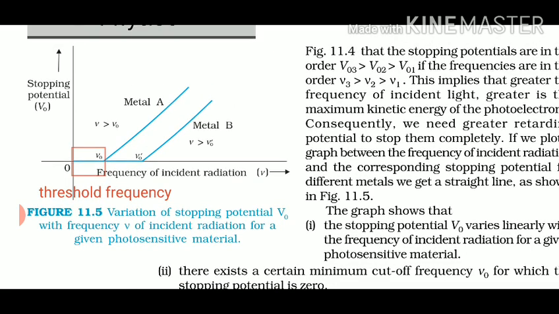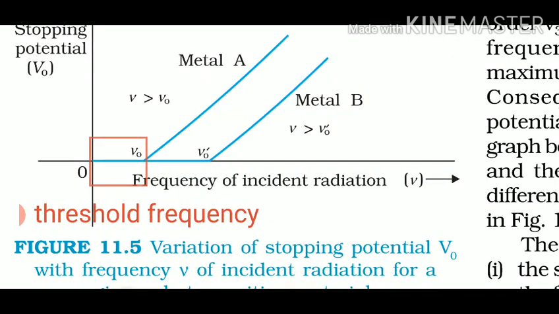Now figure number 11.5. As we have seen, stopping potential and frequency are linearly related. How? Because when the frequency is more, the stopping potential will be more, so the graphs will be straight lines. But can you tell me the reason why, for some period of time, the value is 0 and it is not starting from the origin?